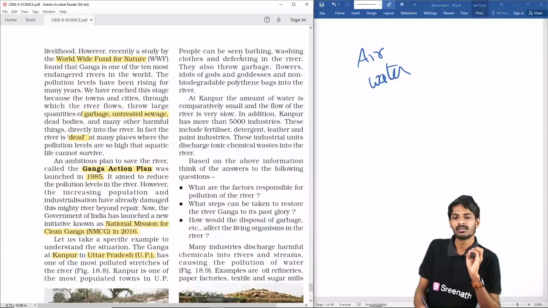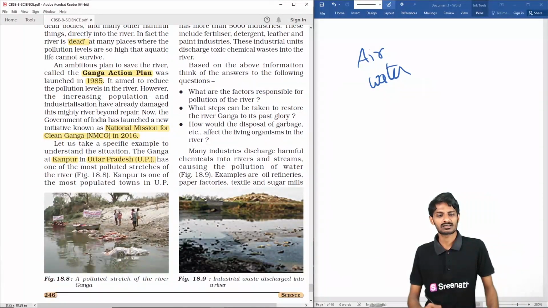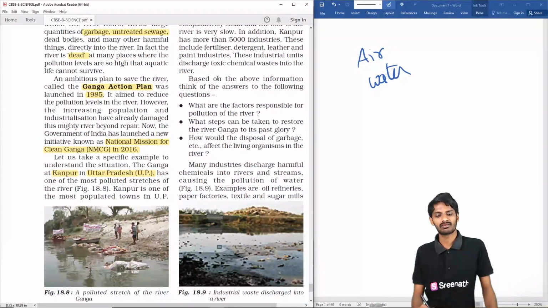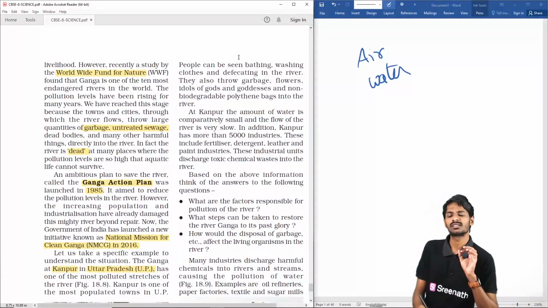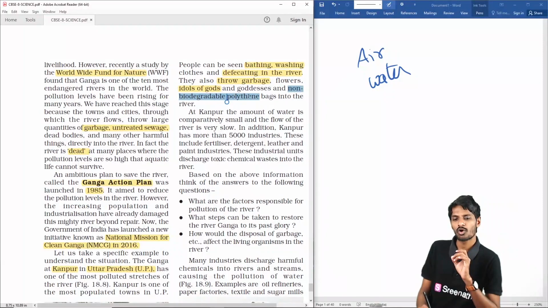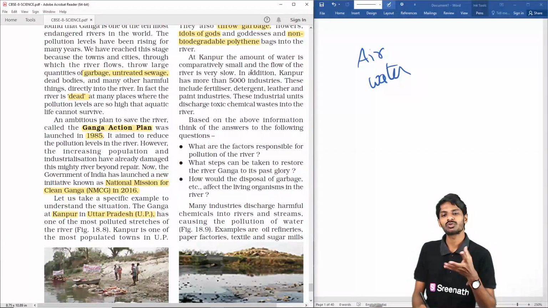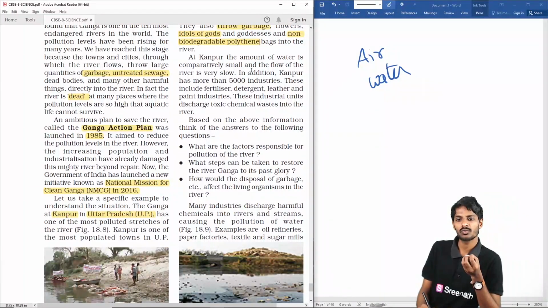If you see, these are images of the river Ganga near Kanpur. Students, many things are happening, like bathing, washing clothes, and defecating into the river, and throwing garbage, flowers, idols of gods and goddesses, and non-biodegradable polythene bags. The amount of water near Kanpur is very low, and the flow of the river is very slow.